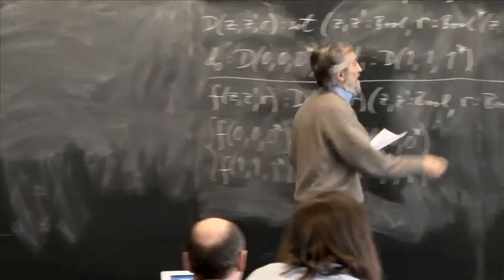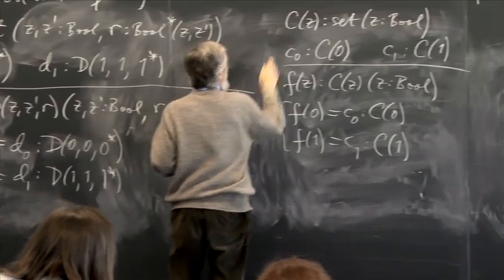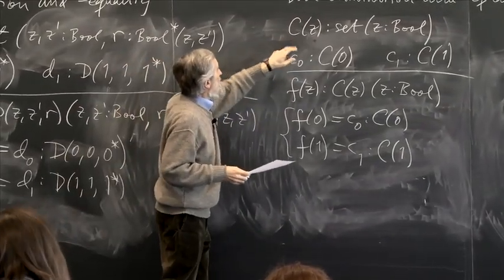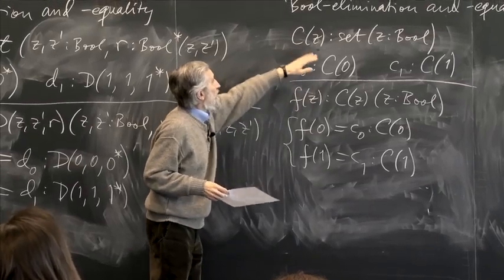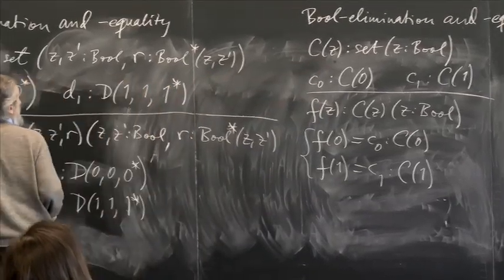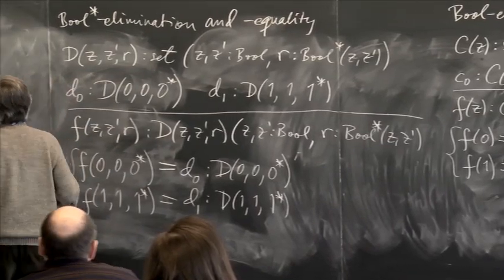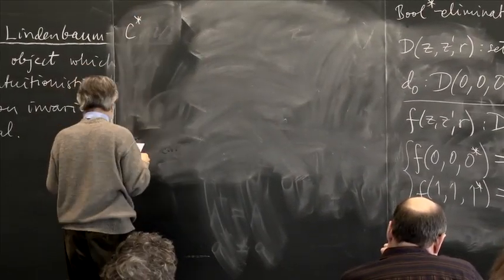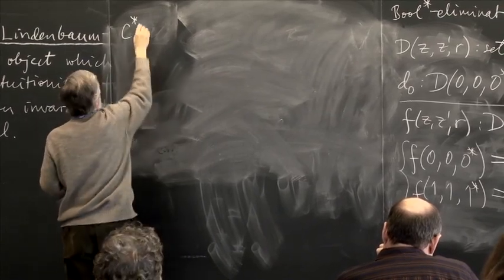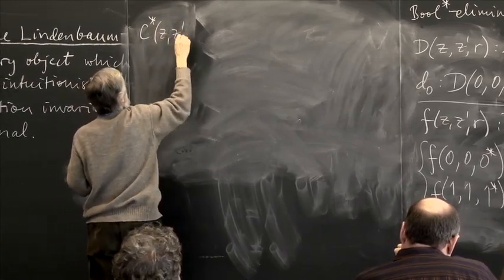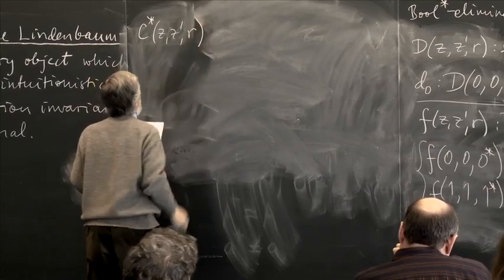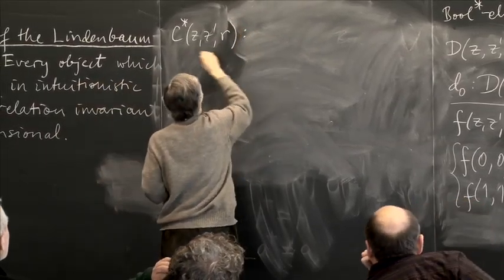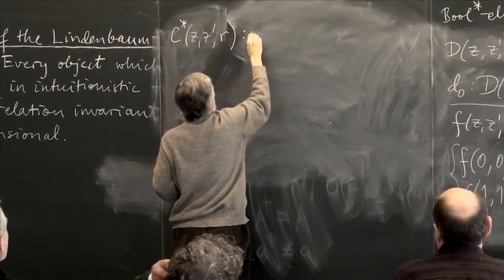Well, let's begin with this. So in order for C of z here to be relation invariant, it has to come equipped with a C star, which depends on z prime and this proof little r, which should relate C of z to C of z prime.